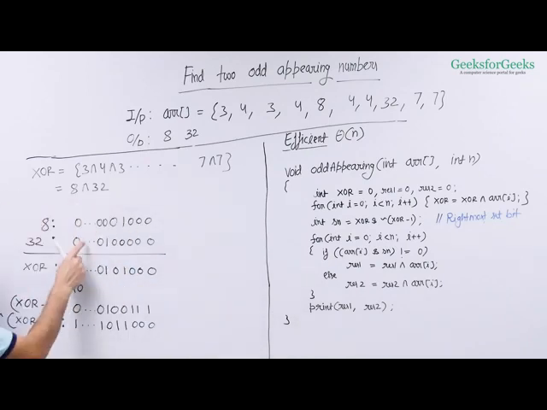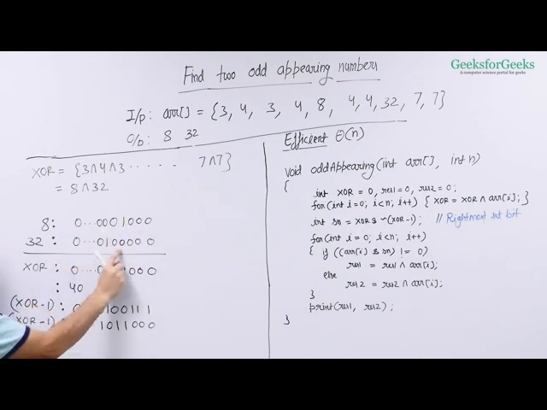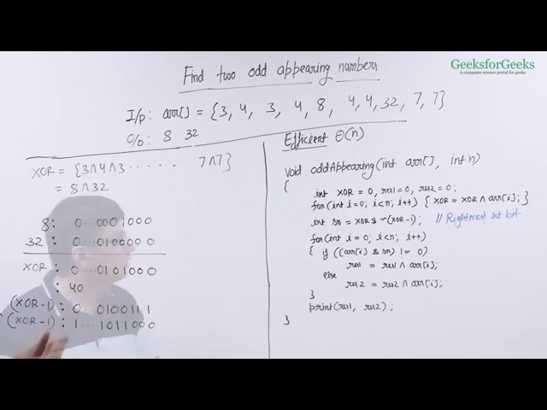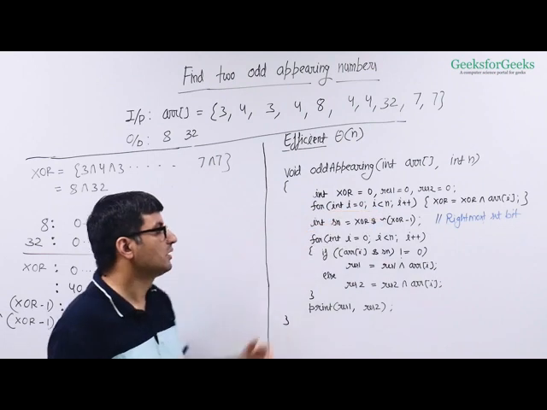So let's do XOR of these two numbers. Binary representation of 8 is this. Binary representation of 32 is this. And XOR of these two numbers will have a bit set only when the bits are different. So these two bits are different, so you will have these two bits set in the XOR. And what is the decimal value of this? It's 40. So your XOR variable is going to have value 40 after this loop.